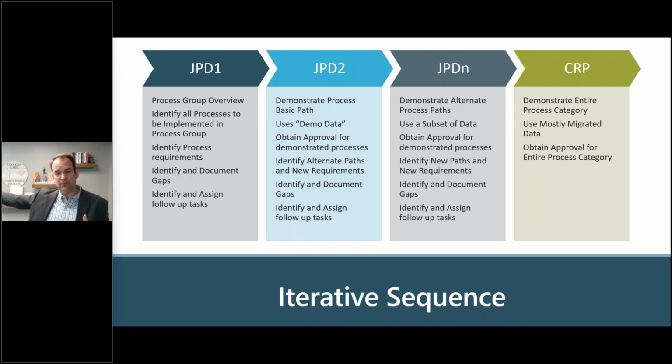Then in JPod 3 and or 4, again, now we're demonstrating the alternative paths that you've talked about in JPod 2. In those sessions, we're typically trying to use some of your actual data, and then that's when you will try to get approval for some of these more alternate paths or these uncommon situations. And then if JPod 3 doesn't cover it, you may have to do JPod 4 again to make sure that you've got all that covered. And then the next step of the iteration would be to do a conference room pilot where you actually go back through the whole process and make sure that it works as expected.